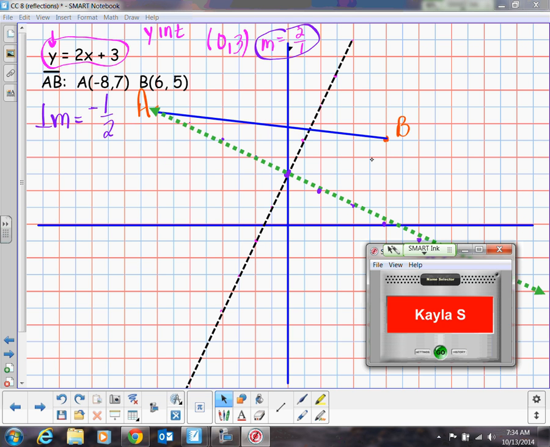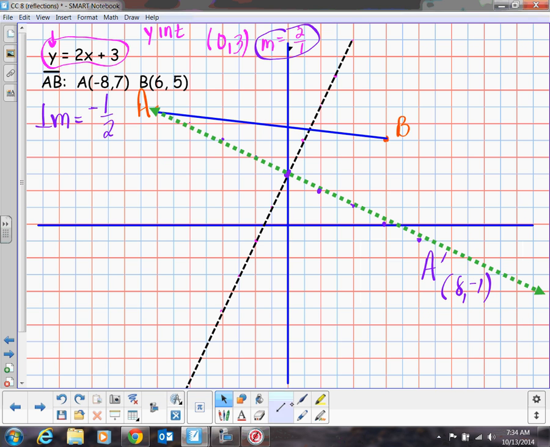Down 1 over 2. That's 1 time. Keep going. Down 1 over 2. Keep going. Okay, that doesn't look good. What if I went up 1 over 2?